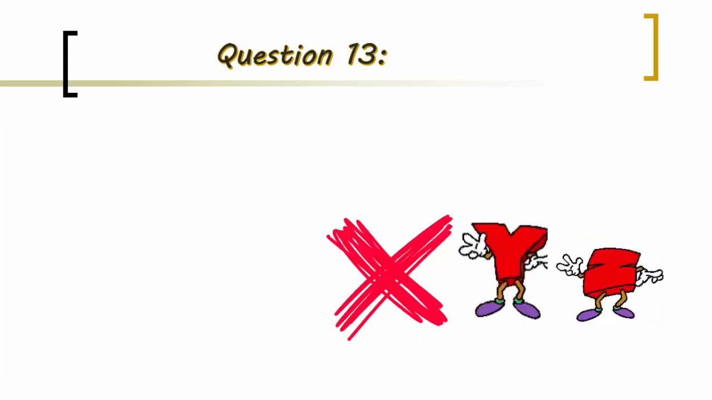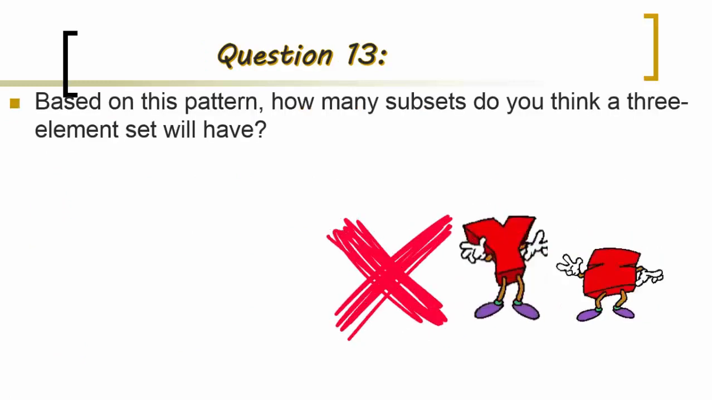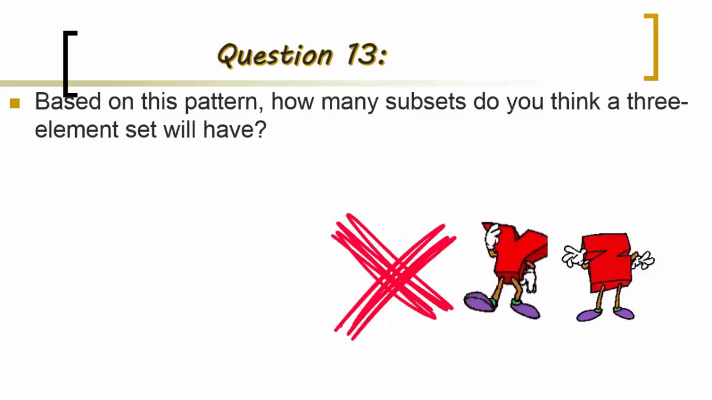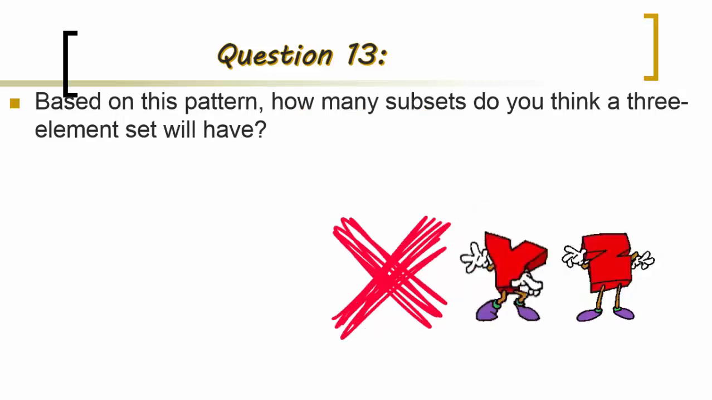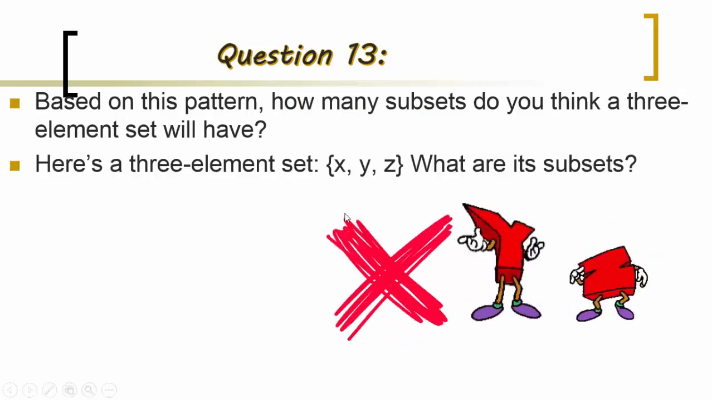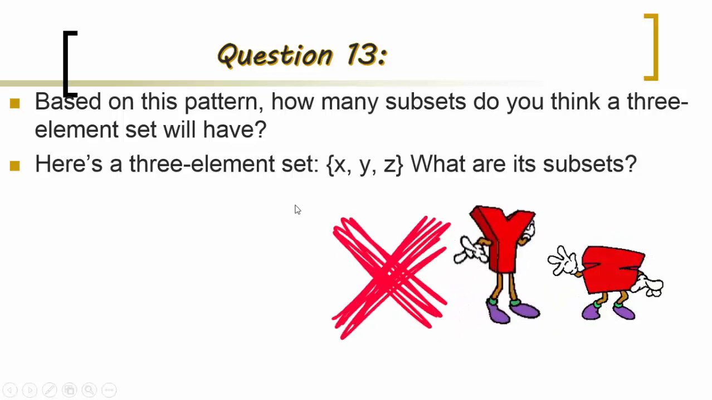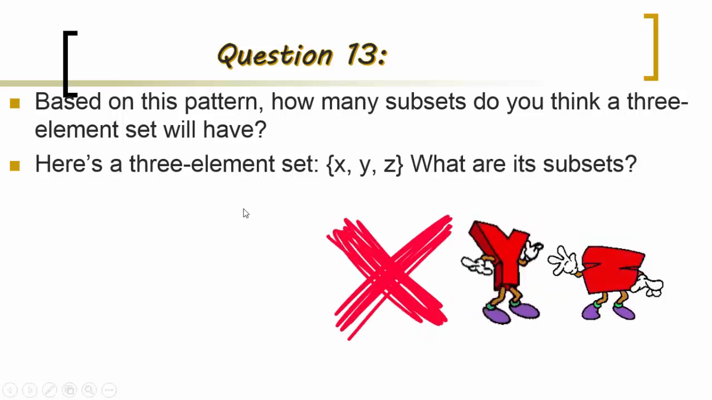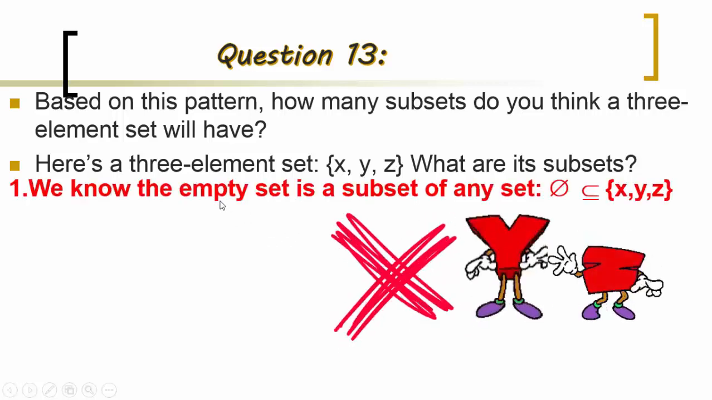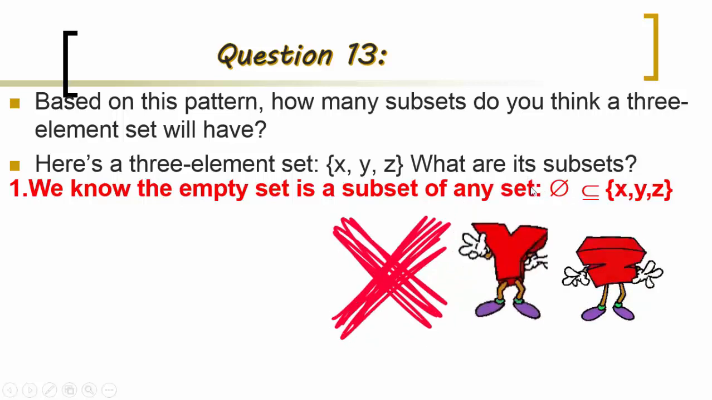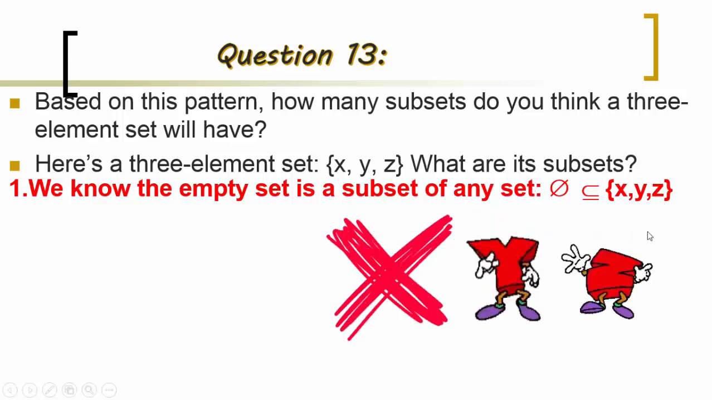Let's go a little bit further to now one where we have 3 elements. So let's say we define our 3 elements as X, Y, and Z. So we want to figure out what are its subsets. Well, first we start out with the null set, because we've already said that the null or empty set is a subset. So that's 1.